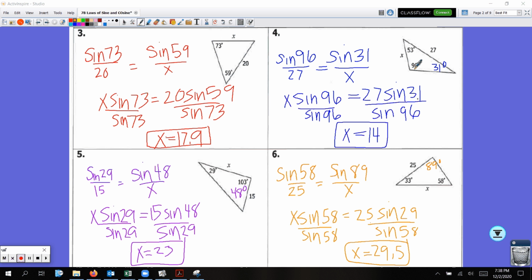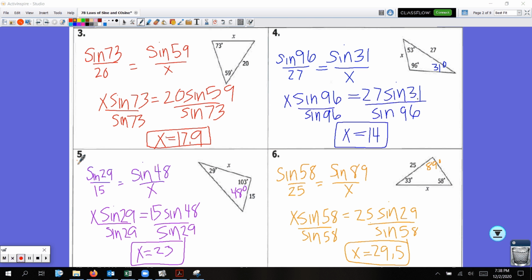But recall that any triangle, no matter how big or small, the interior sum is 180 degrees. So you should have been able to take 180 minus 53 minus 96 and get that this angle measure is 31 degrees, which is opposite of side X. So first our proportion should be, our first ratio, sine of 96 over 27 equals sine of 31 over X, cross multiply, and we get 14 for the missing side.